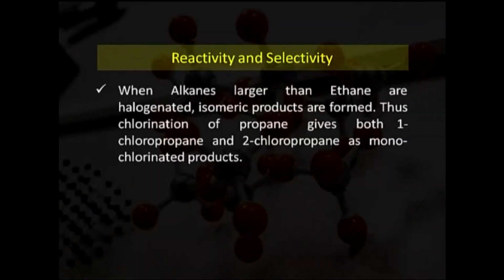Now, we will discuss the reactivity and selectivity of alkanes. When alkanes larger than ethane are halogenated, isomeric products are formed.